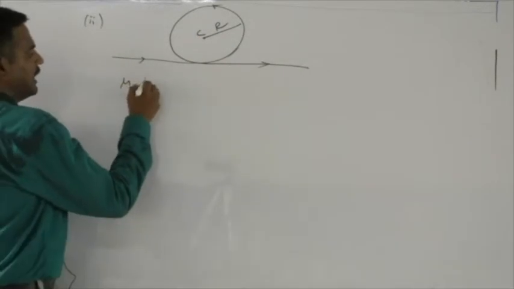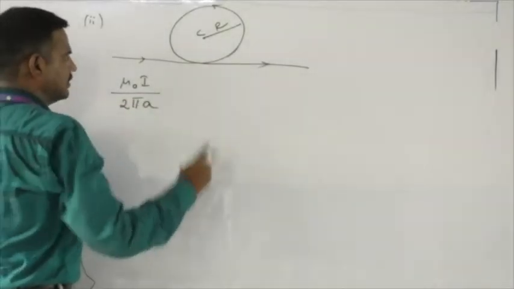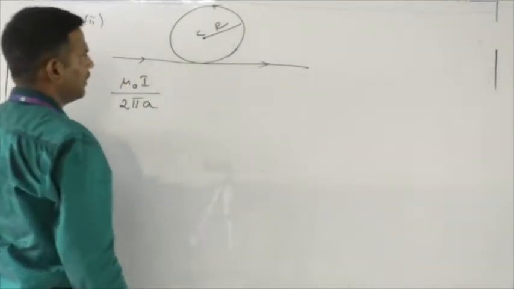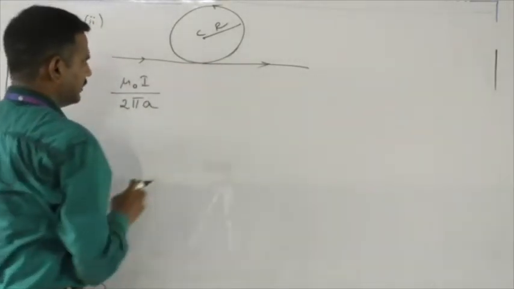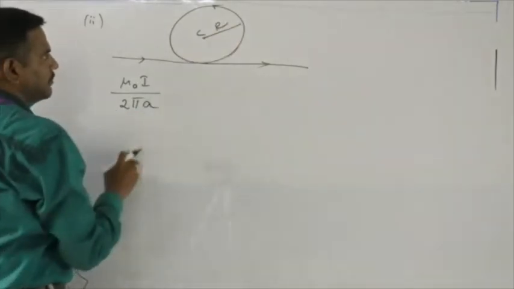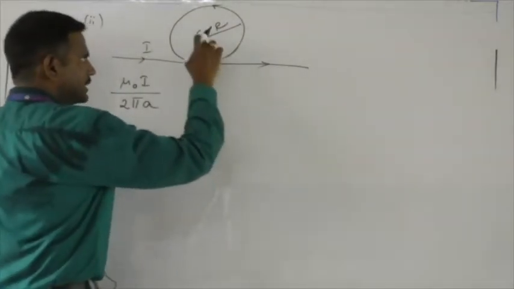Mu naught I divided by 2 pi a. This is what we know. Mu naught I divided by 2 pi a is the magnetic field intensity due to the infinitely long conductor. Here that a is nothing but r, and it is carrying the current I, let me assume. Therefore, due to this, what is the magnetic field intensity?